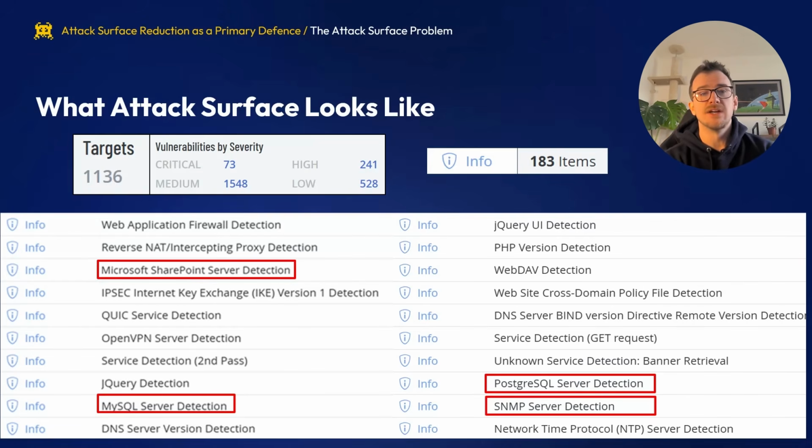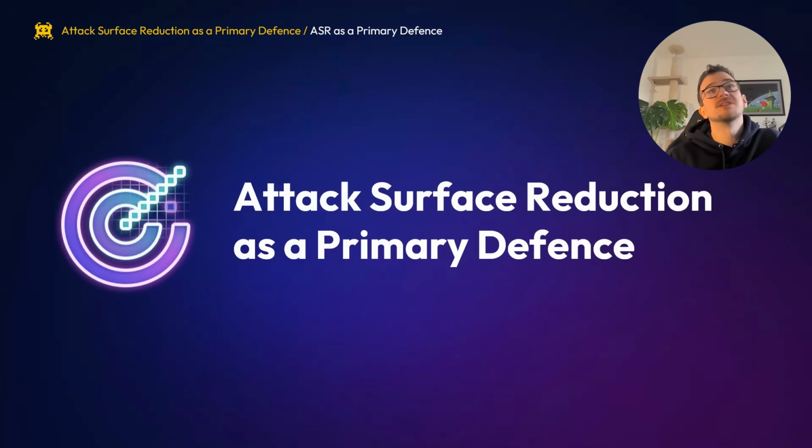If we look in a little bit more detail, we can see that hidden in those informationals, there are some interesting results, which actually show us certain pieces of software that shouldn't be on the internet, and perhaps they shouldn't be informationals at all. MySQL server detection, PostgreSQL server detection. Databases should only be exposed to the application and not generally exposed to the internet, because for the same reason, if a 0-day gets found in Postgres, then those opportunistic attackers are going to have a much easier time exploiting your systems, and you're going to have much less time to patch. So that's a recap of the attack surface problem.